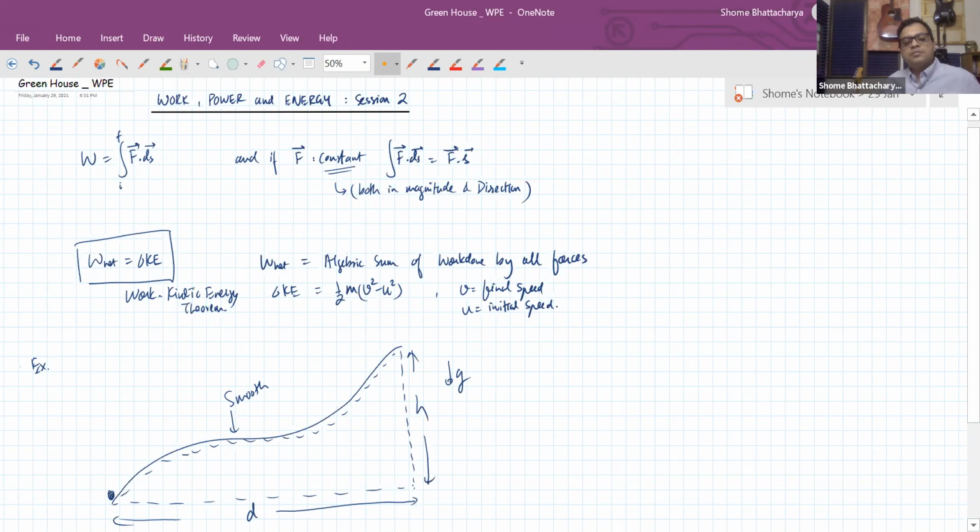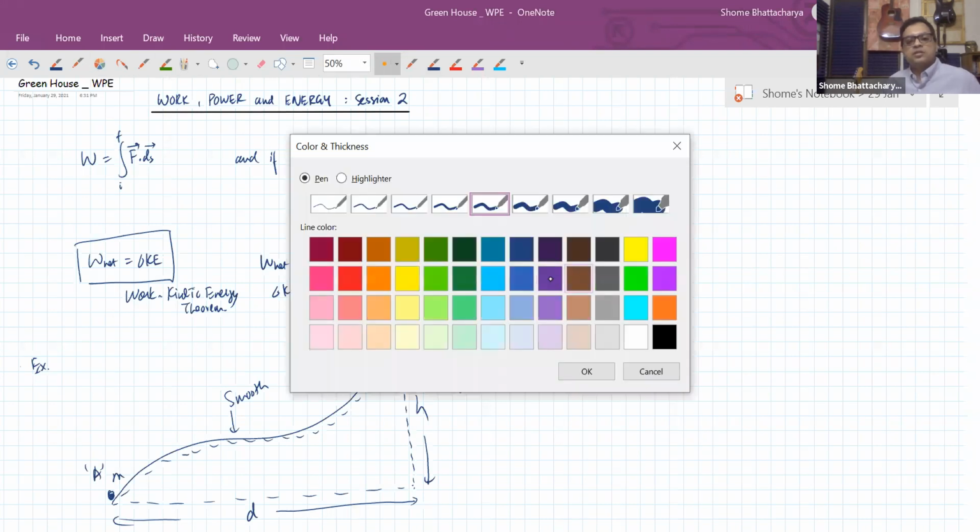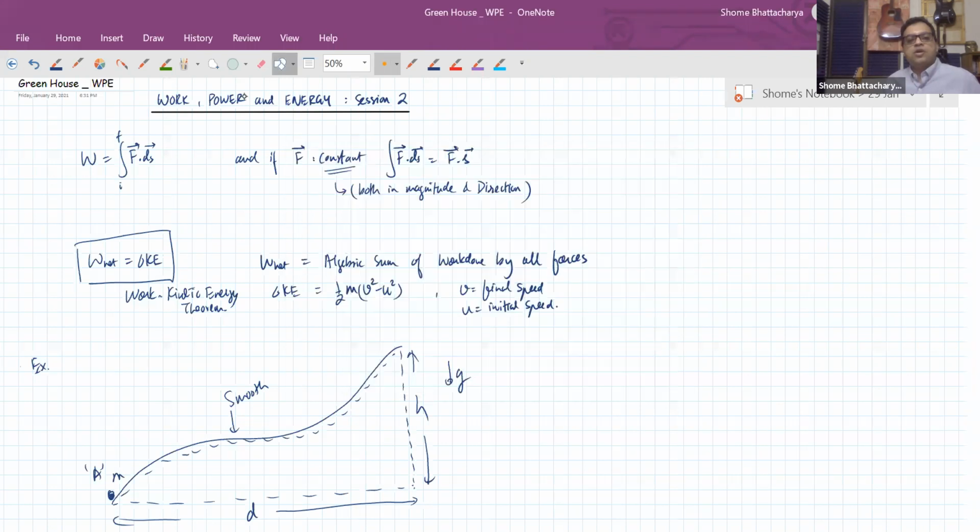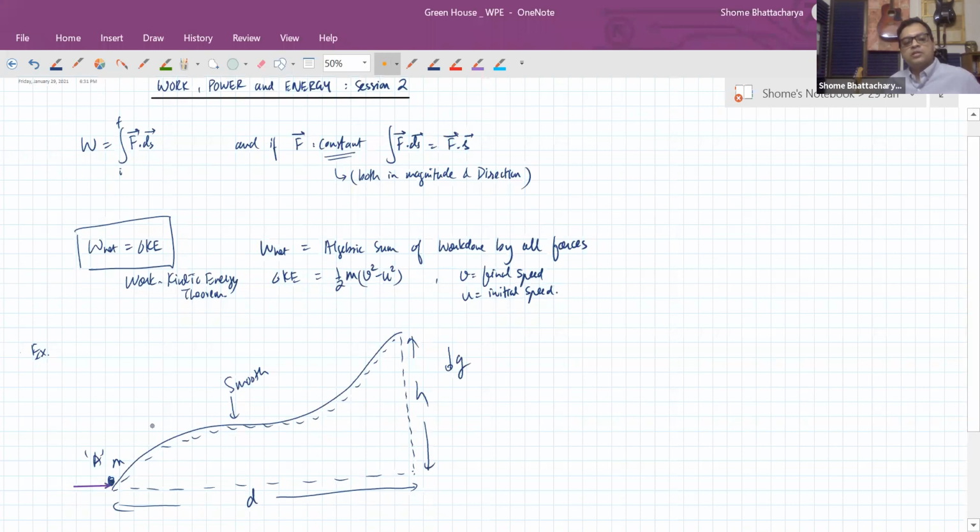Now a body of mass m, or a particle of mass m, is at rest at the point A initially. And what happens is we continuously apply a constant force, horizontally on it. So this constant force ends up pushing the body along the surface. It makes sure it doesn't lose contact, and it pushes it along the surface so that eventually it reaches the point B over here. By the time it reaches the point B, it has a speed v. So everywhere this force is acting continuously on the body.